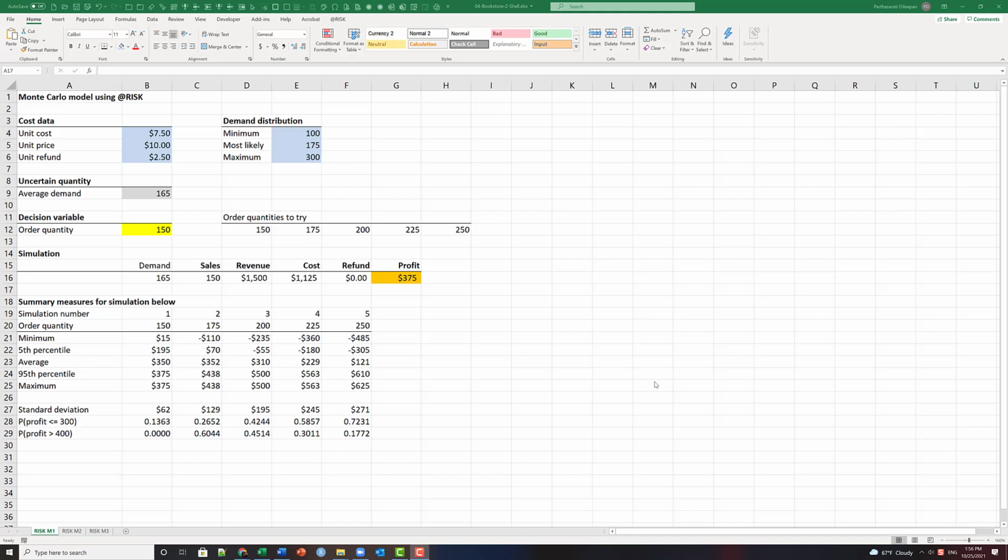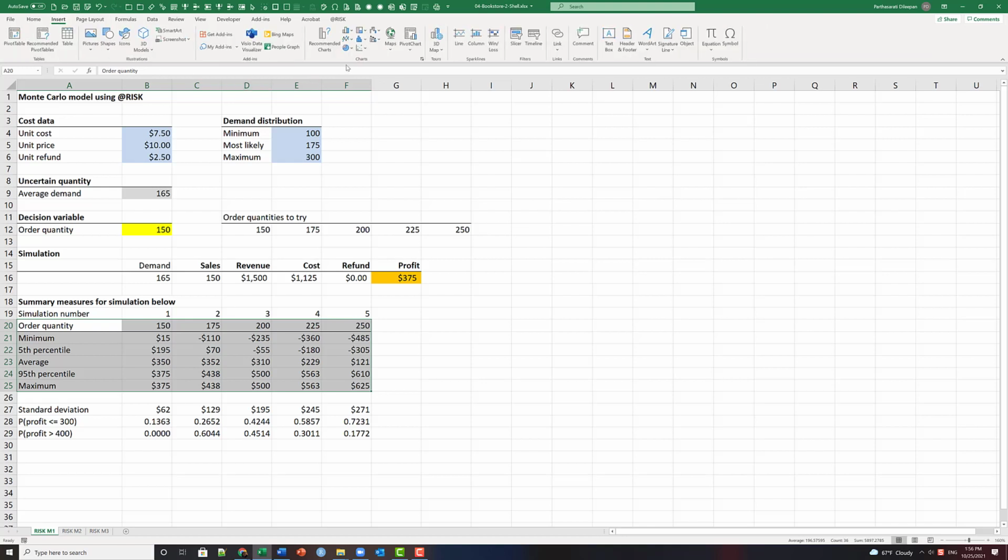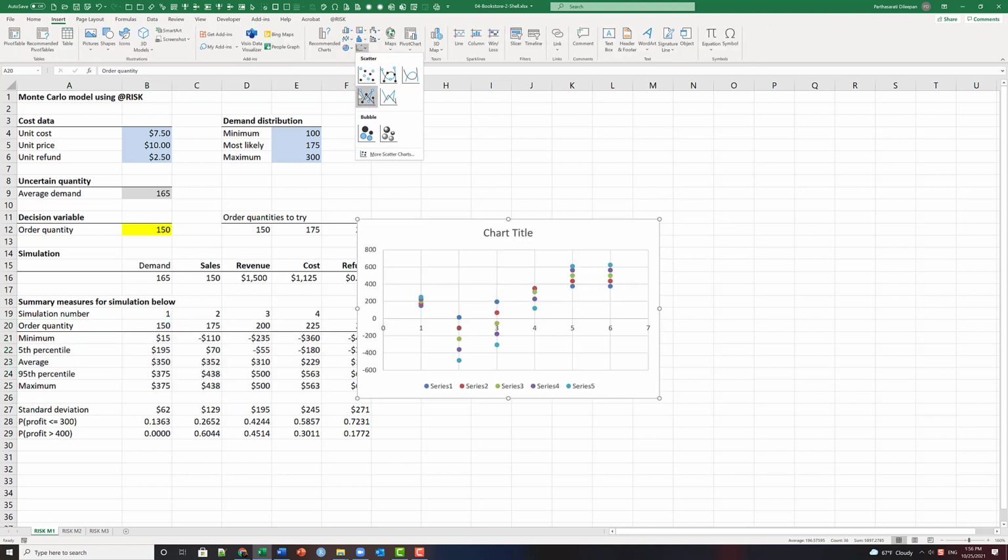Now suppose we want to prepare a graphical visualization of the simulation results. So we want one line for each of these outputs, like one line for minimum, one line for fifth percentile, with the x-axis being the order quantity. So highlight the area to be plotted, go to insert and select the scatter plot you want.